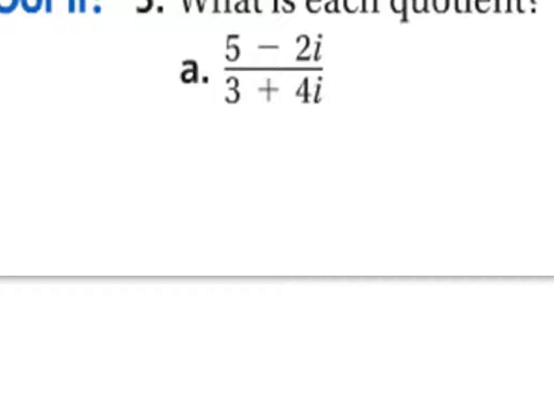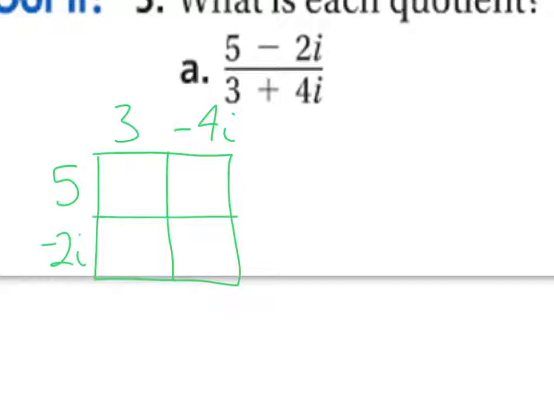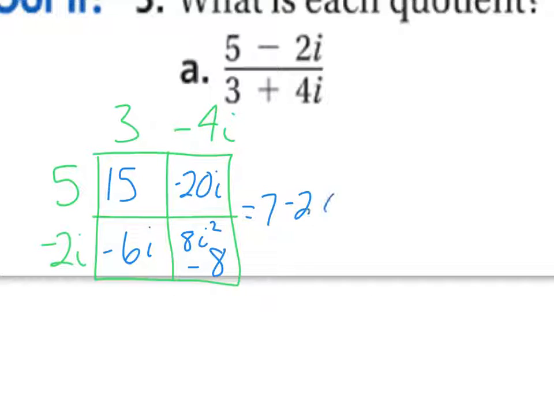So when we actually do our multiplication here, I'll just set up a box for the numerators. So it looks like that. Let's see here, as we fill that in, we'd have 15 minus the 20i minus 6i, and let's see, this would be a positive 8i squared, which would really be a negative 8 since i squared is negative 1. So 15 minus 8 gives me 7. And my i's are both negative, so minus 26i there.